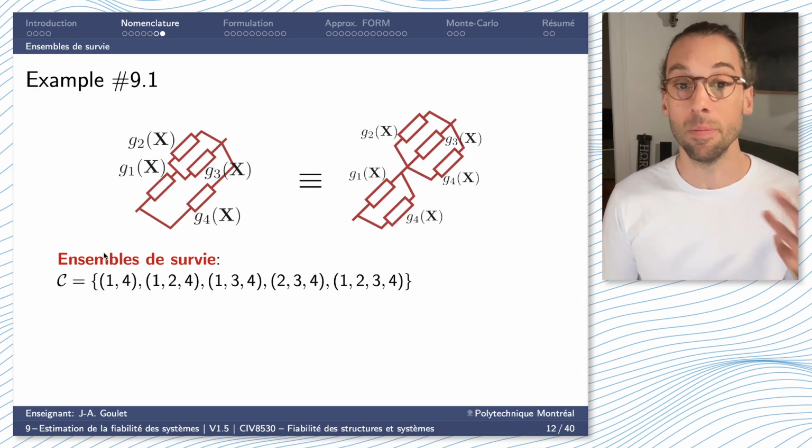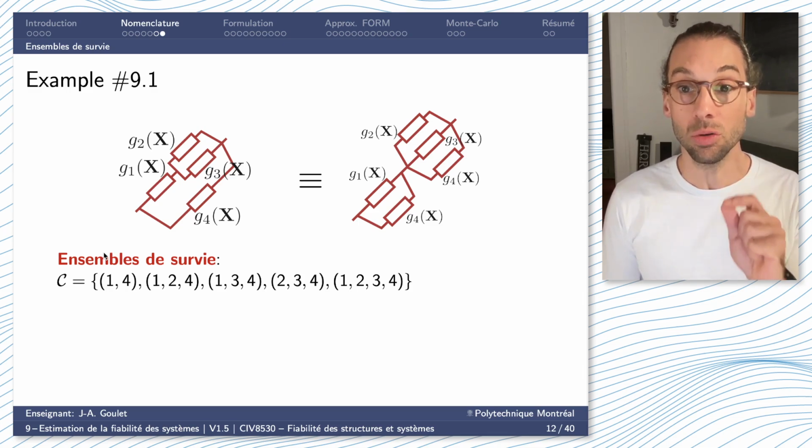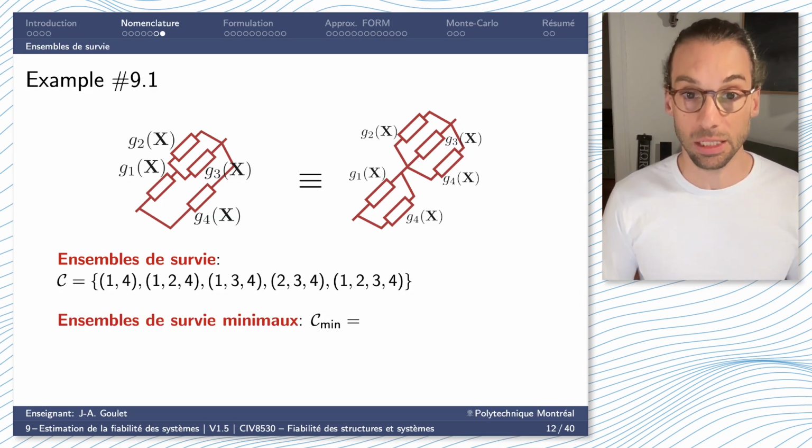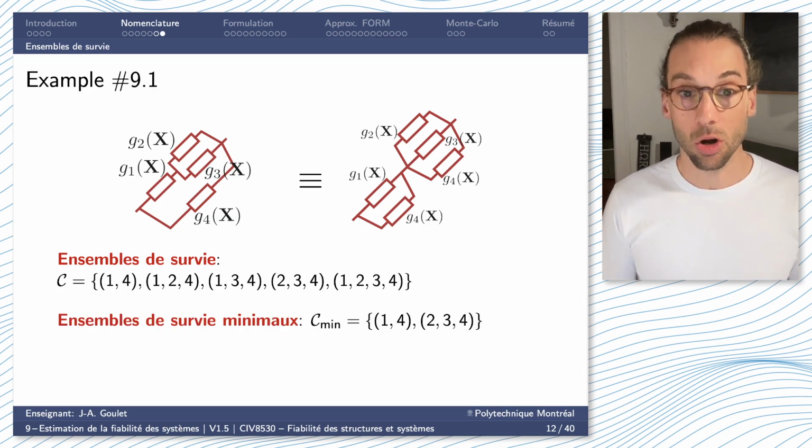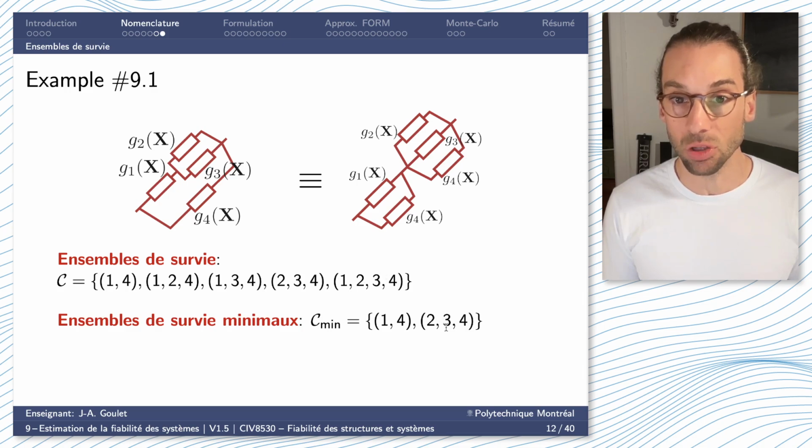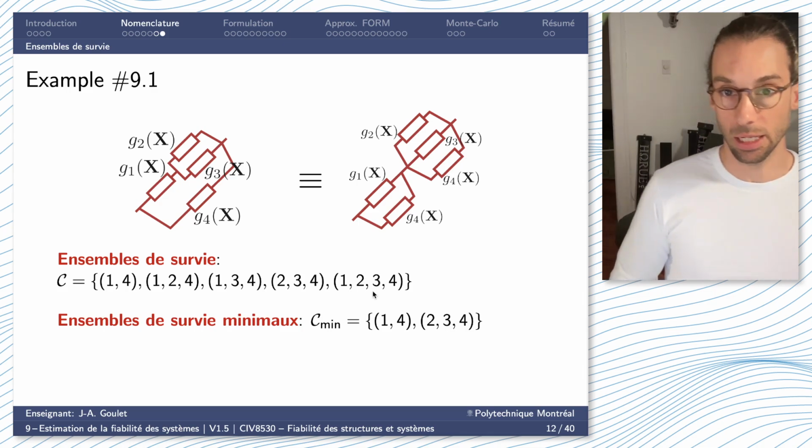Then if we look at the minimal cut sets, those that are absolutely required to lead to the failure of the system, the minimal cut sets are simply 1, 4, and 2, 3, 4. Because in 1, 2, 3, 4, I could remove some of the components. I could remove 1 and still have the 2, 3, 4 that would lead to failure. So 1, 2, 3, 4 is not a minimal cut set.